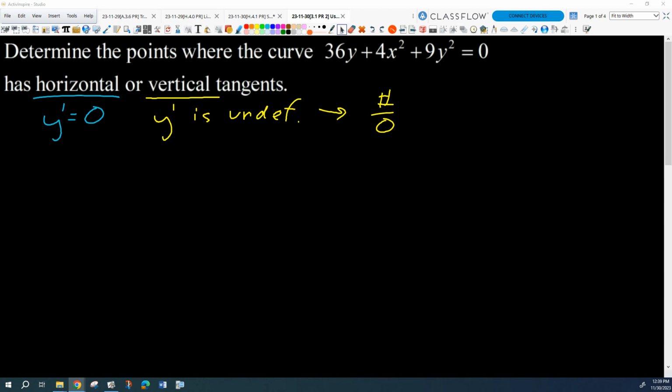Okay, horizontal tangents, as we mentioned yesterday, we just want to find the places where the derivative is 0 valued. Vertical tangents, we want to find the places where the derivative is undefined. In both cases, though, we need to calculate the derivative, right? So what are we going to get if we implicitly differentiate with respect to x? What are we going to get from our first term?